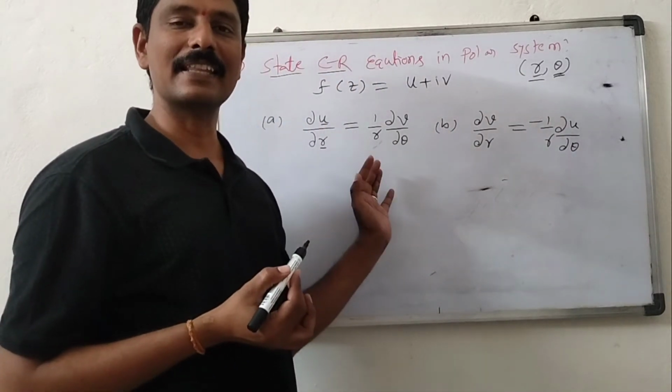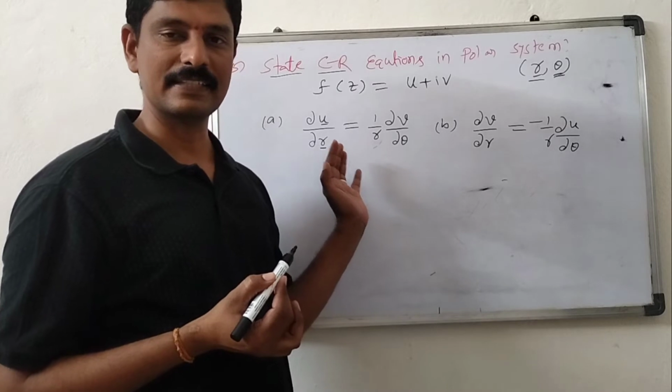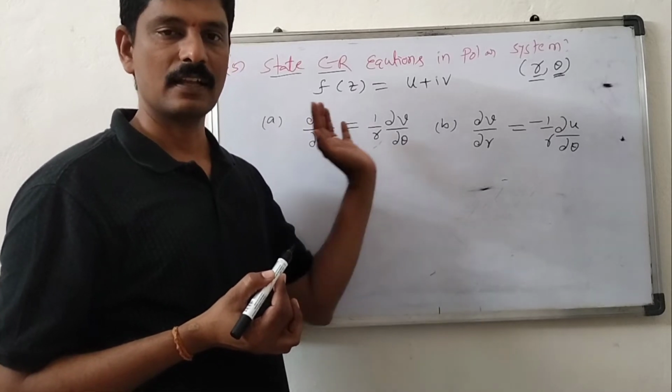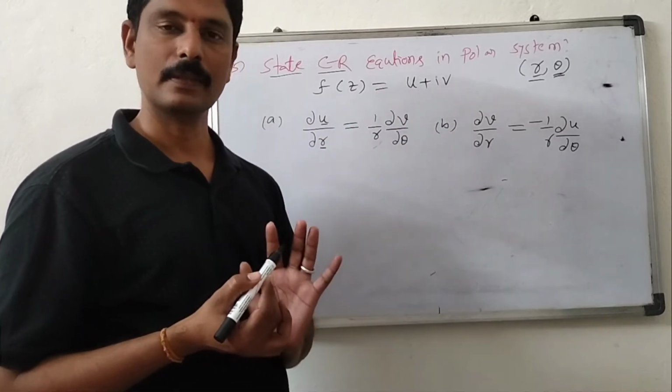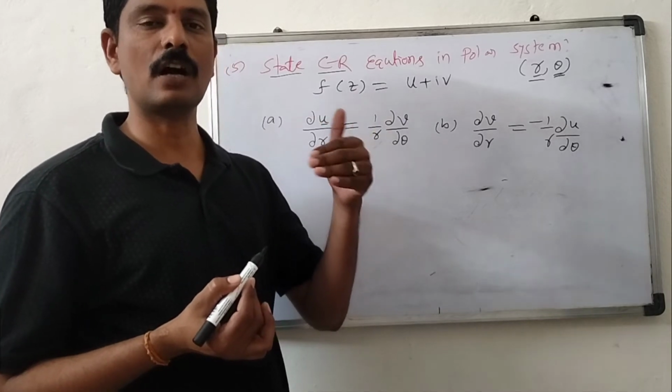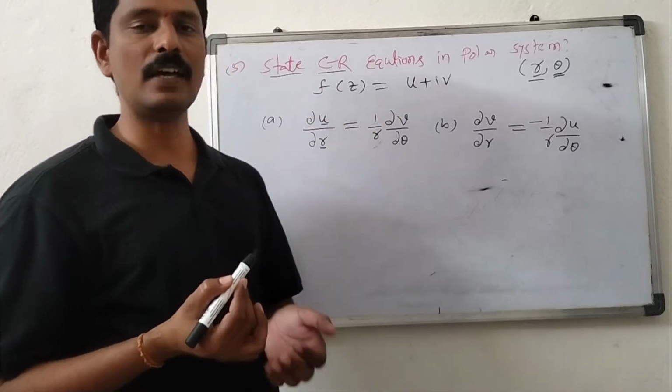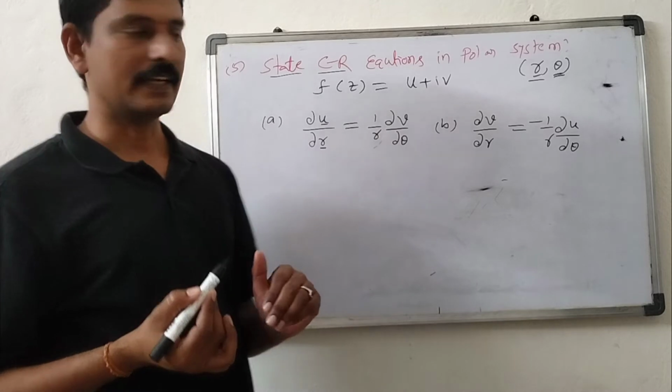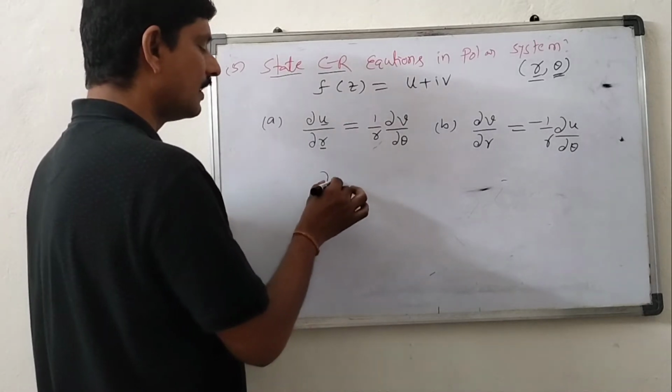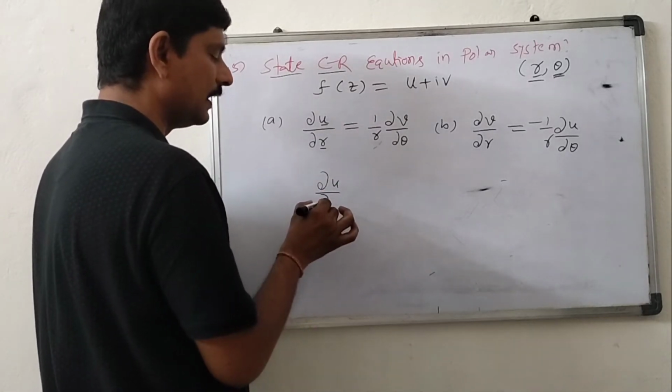Clear? These are the Cauchy-Riemann equations in polar coordinates. Clear? So this question is asked for 2 marks many times in your examination. Okay? Right. So can you tell what are the Cauchy-Riemann equations in Cartesian system?